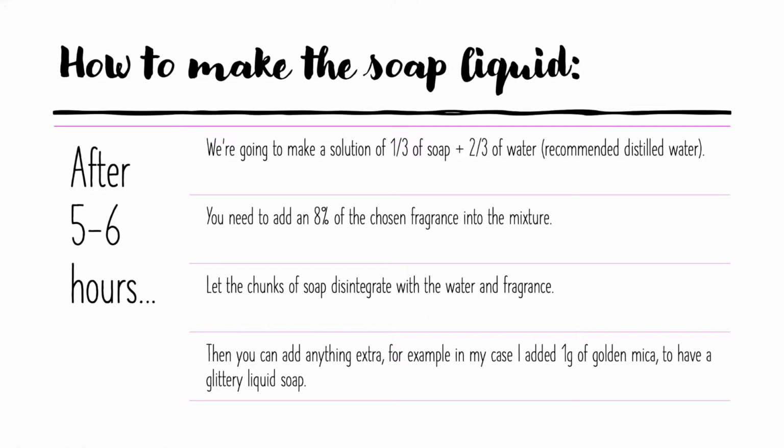And after this, you can add anything extra. For example, in my case, I added 1 gram of golden mica to have a glittery liquid soap.